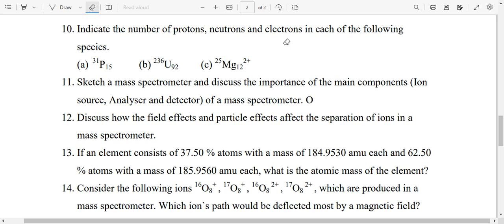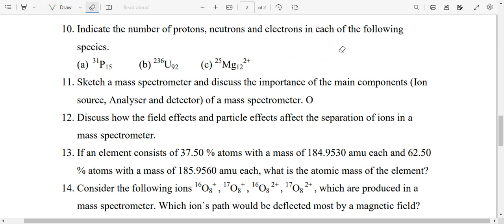The second one, the number of protons also is 92. That will be the same as the number of electrons, 92. And the number of neutrons will be 236 minus 92, and that is 144. So that is it for that one.